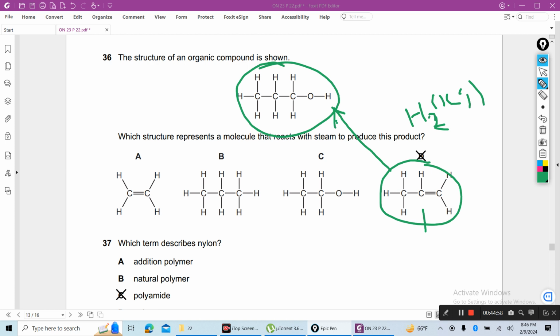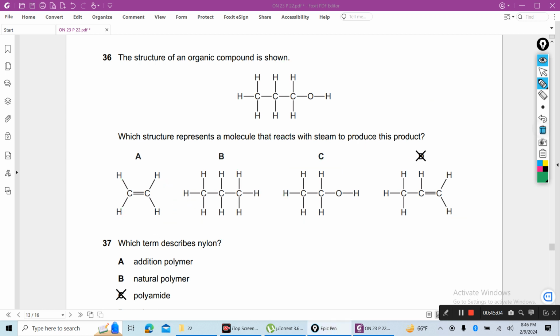This is ethanol, this is a wrong answer. Propane, no, ethene, no. So we will get propene to propanol, reacting with steam to produce propanol. Alkene reacts with steam to form alcohol. As this has 3 carbon, propanol, the alkene will be propene, not ethene.